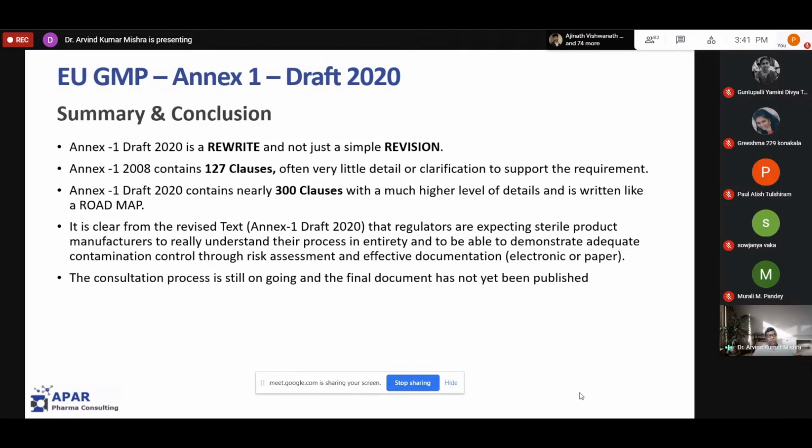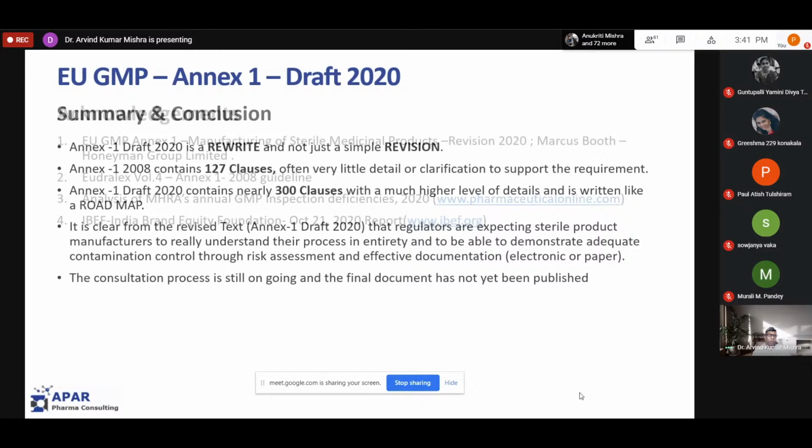This consultation process is still going on, and a final document is not yet published. So this can be taken as a reference document to improve your systems, and this cannot be taken as a hard rule. If any company has an alternate approach, they can do so.